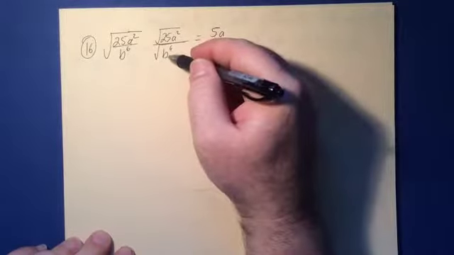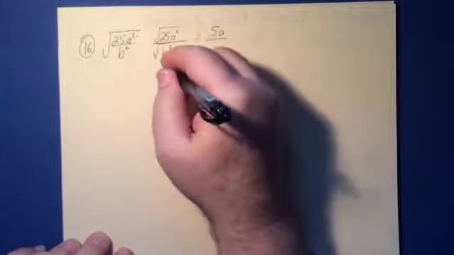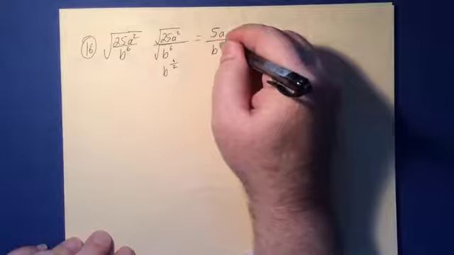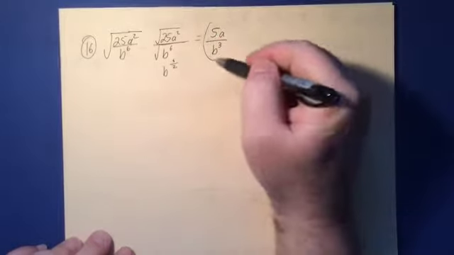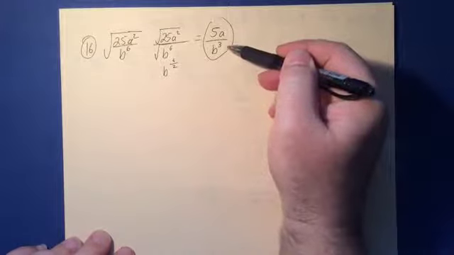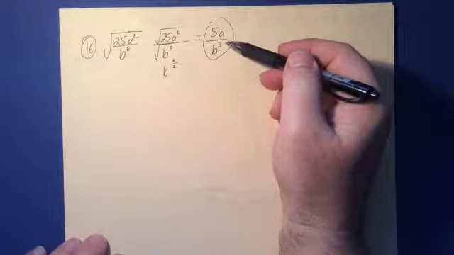And then the square root of b to the 6th, well, remember, you can write that as b to the 6th over 2, or you can just write that as b to the 3rd. Given the work that we did in the last section, that will make sense. So our final answer is going to be 5a over b to the 3rd.